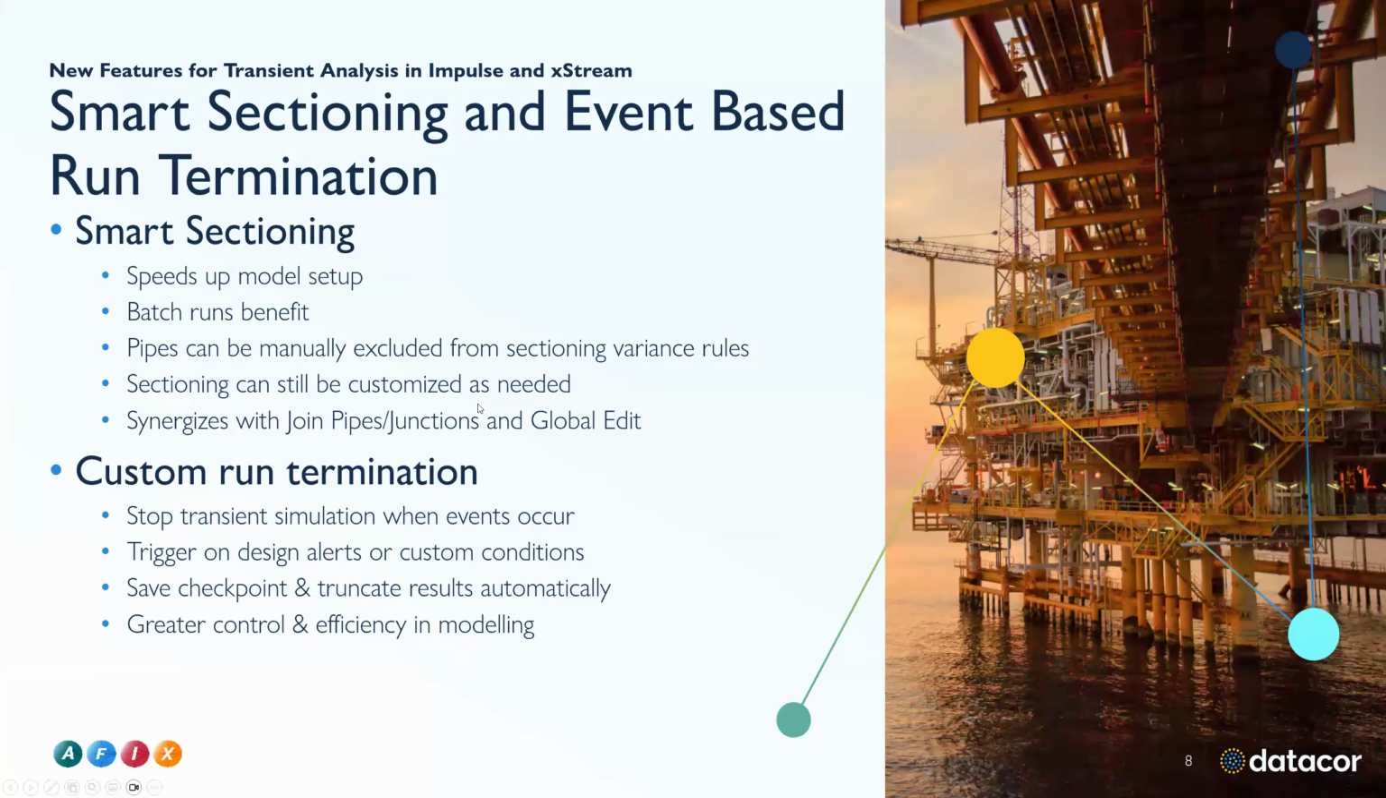What we're talking about now will impact every impulse model. The sectioning setup in impulse is now fully automatic. This streamlines the model setup for every model, but especially for batch runs. If you make a change in a parent scenario that affects the sectioning, this always cascades to all child scenarios.